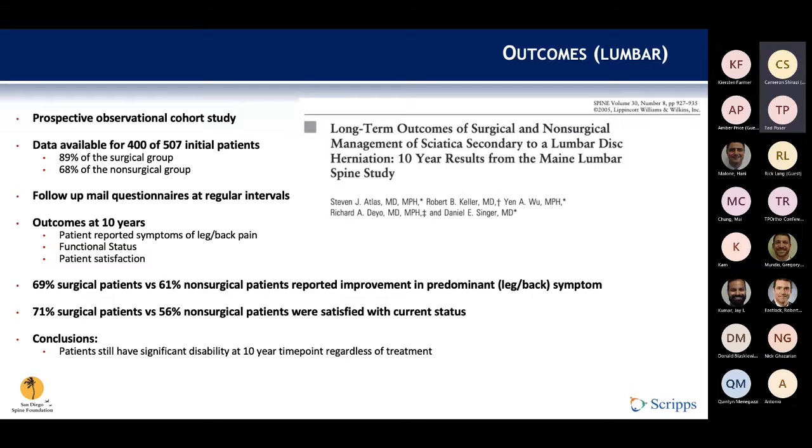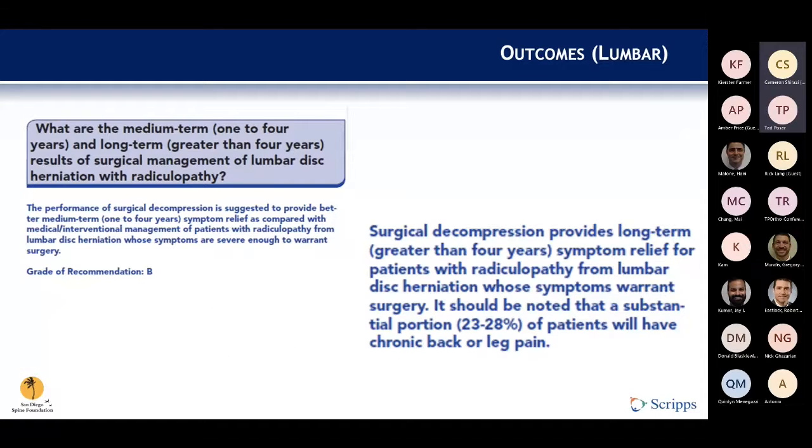Here's another long-term study, 400 of the 507 initial patients, follow-up questionnaires. They looked at back pain, functional status, and patient satisfaction at 10 years after surgery. 69% of surgical patients versus 61% of non-surgical patients reported improvement in their leg and back pain symptoms, and 71% of surgical patients versus 56% of non-surgical patients were satisfied with their current status. Overall conclusion is that patients still have significant disability at 10-year time point regardless of treatment. So it is important, as noted earlier from the recommendations, to educate your patients on these facts and let them know what the long-term consequences are.